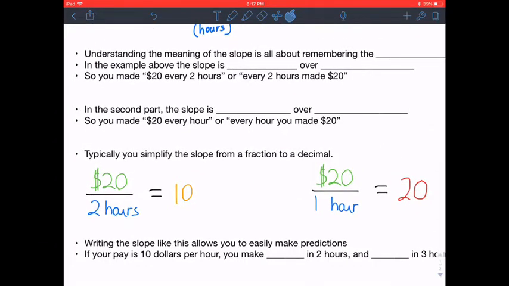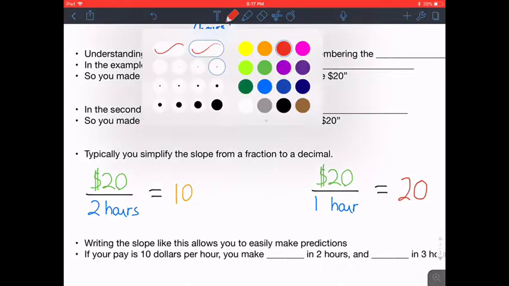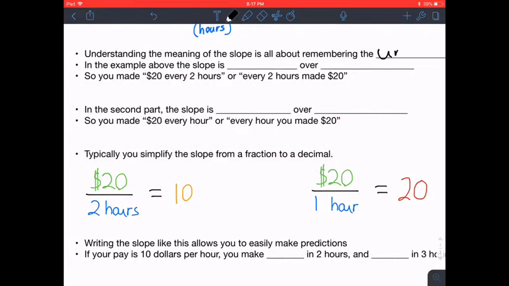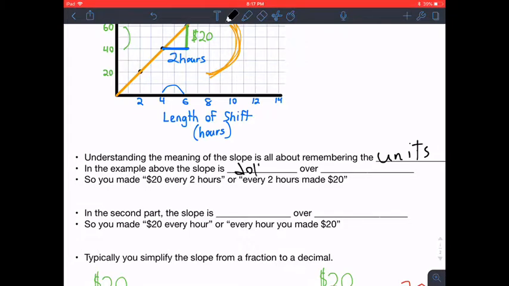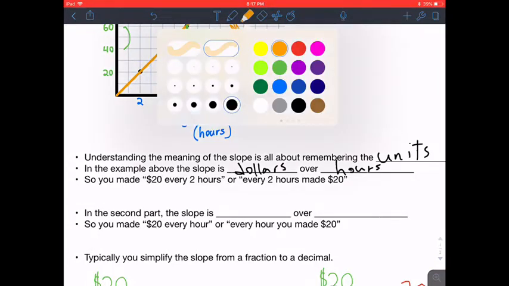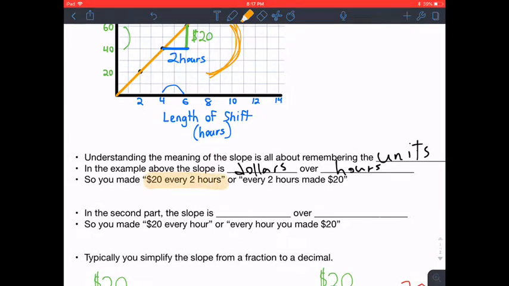So understanding the meaning of the slope is all about remembering the units that you have on your axes. In the example above, the slope is dollars over hours. And so we can say that in the orange part, you make $20 for every 2 hours. Or we can flip that around and say every 2 hours you make $20. Either way. Hopefully you can see that if you make $20 every 2 hours, we could predict that you would make $40 in 4 hours.